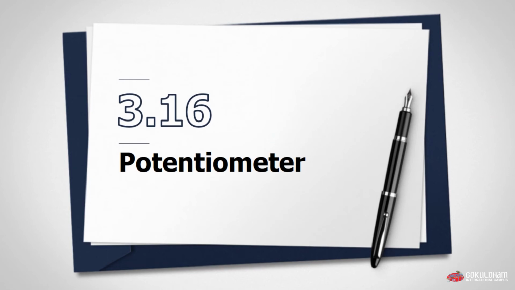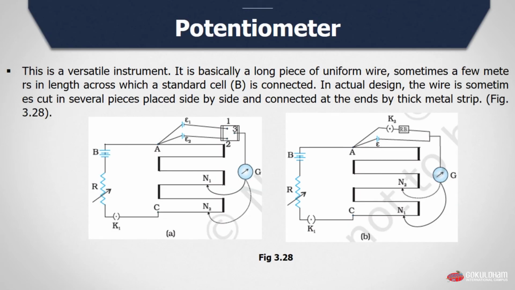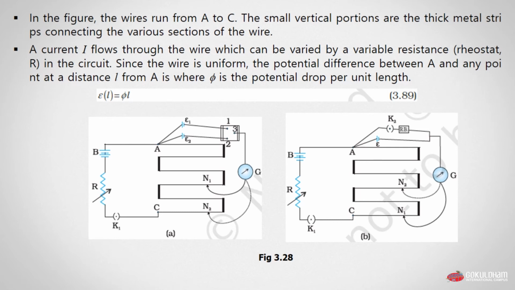Now we will see our next topic, which is topic 3.16, potentiometer. This is a versatile instrument. It is basically a long piece of uniform wire, sometimes a few meters in length, across which a standard cell B is connected. In actual design, the wire is sometimes cut in several pieces, placed side by side and connected at the ends by thick metal strips, as shown in figure 3.28. In the figure, the wire runs from A to C. The small vertical portions are thick metal strips that connect the various sections of the wire.